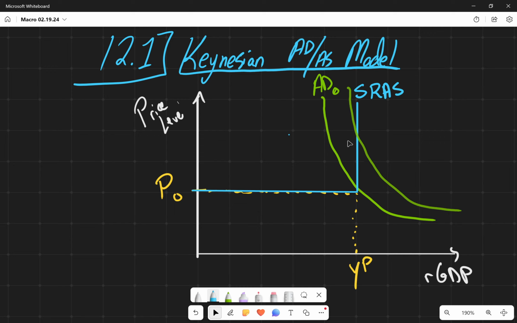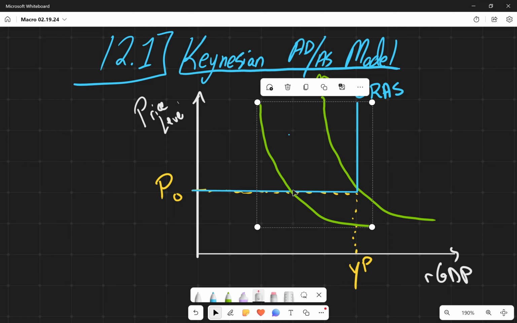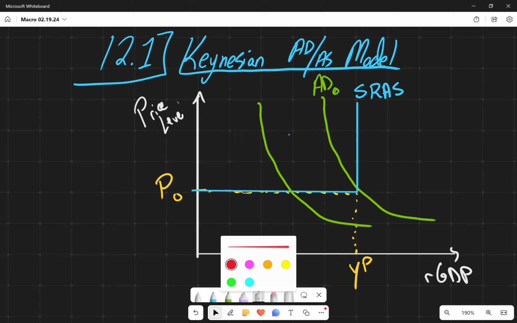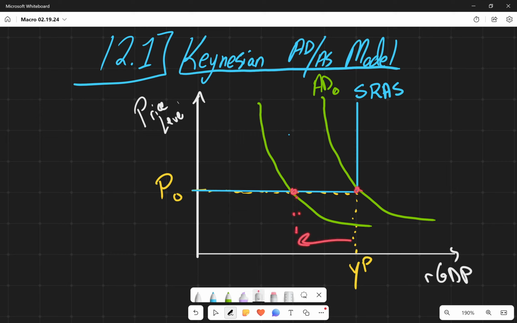So any kind of shift to the right is going to only result in an increase in the price level. We're not going to get any stimulus to economic activity. The price level is going to go up, right? And then any decrease in aggregate demand from here is not going to have any impact on inflation or the price level. It's only going to have impact on economic activity. Price level stays the same.